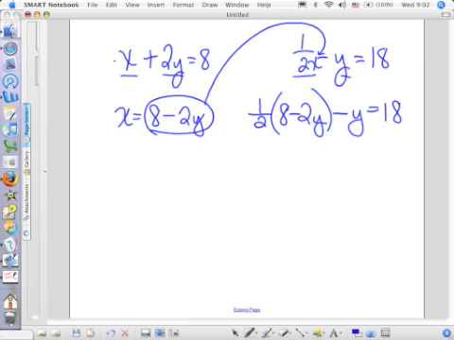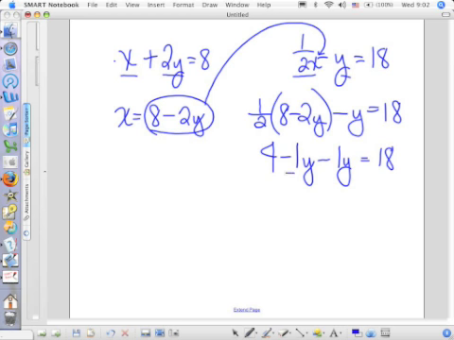We need to distribute 1/2. Half of 8 is? Half of 2 is? But it's going to be a negative 1y. And then I still, on the back side, do I distribute the 1/2 to the negative y over there? No, it's not in the parentheses. It's not in the group. So this is also minus 1y equals 18.